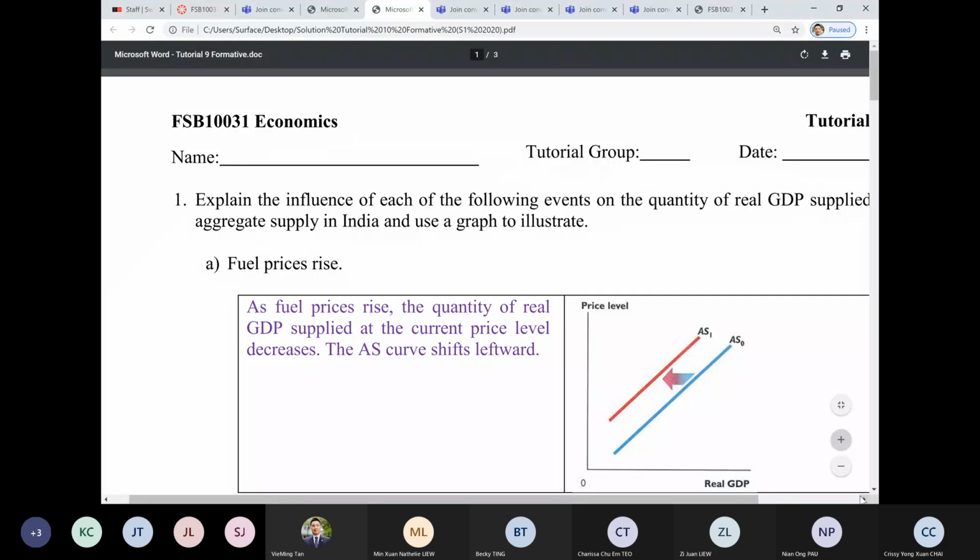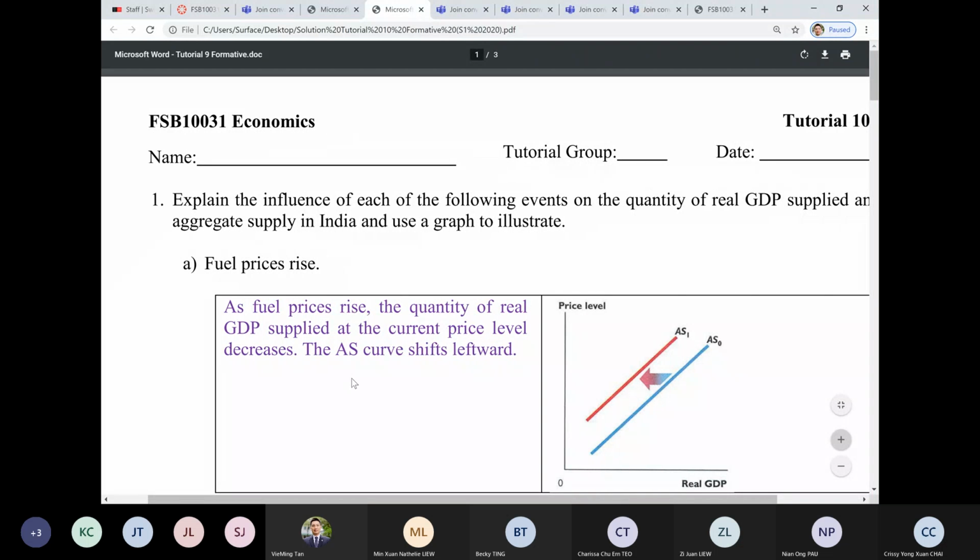All right. So for question number 1A, after you expand, the AS curve shifts to the left, right? Then you can try to draw a diagram. For your diagram, you can draw the original AS curve, which is AS0. If the AS curve shifts to the left, you can draw another line on the left-hand side, which is AS1. And you can also show an arrow to indicate the shift direction of the AS curve.